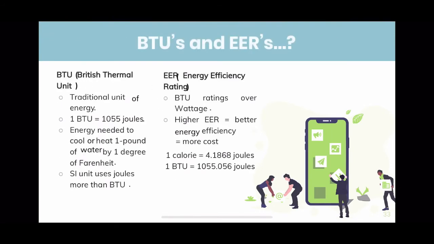Alright. BTU, not body temperature unit, but British thermal unit, is a traditional unit of energy. Although this is under ASHRAE from the Americans, they use British units because technically the units were first used by the British. So 1 BTU is equal to 1055 joules, the energy needed to cool or heat 1 pound of water by 1 degree Fahrenheit. The SI unit uses joules, but the English unit uses BTU. The EER, energy efficiency rating, is the BTU rating over wattage. A higher energy efficiency rating equals better efficiency and more cost saving, right?